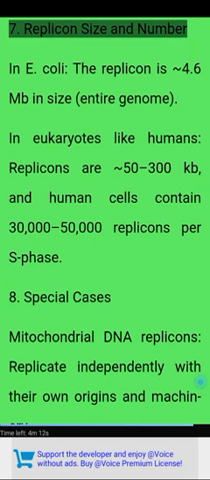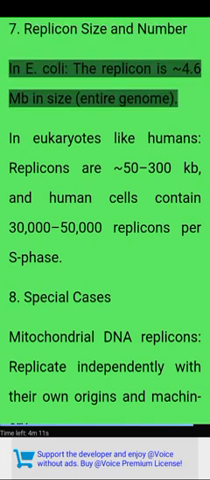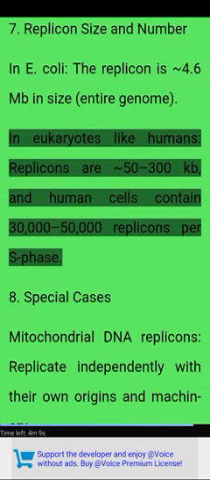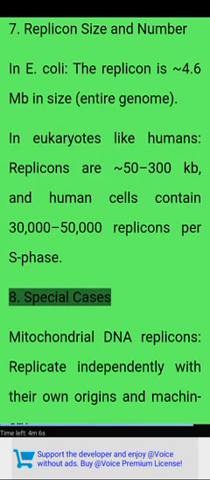7. Replicon size and number. In E. coli, the replicon is approximately 4.6 megabases in size, the entire genome. In eukaryotes like humans, replicons are approximately 50 to 300 kb, and human cells contain 30,000 to 50,000 replicons per S phase.